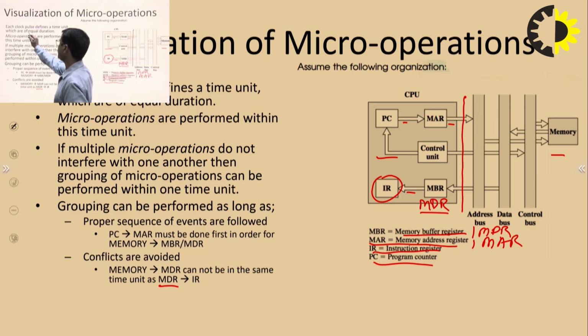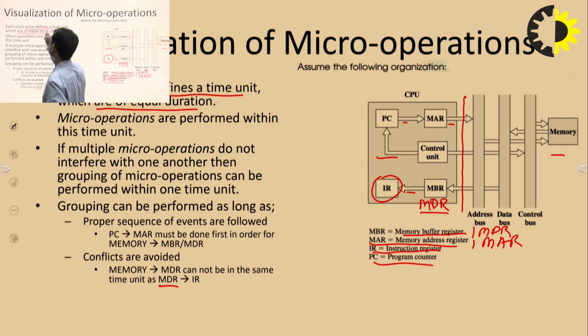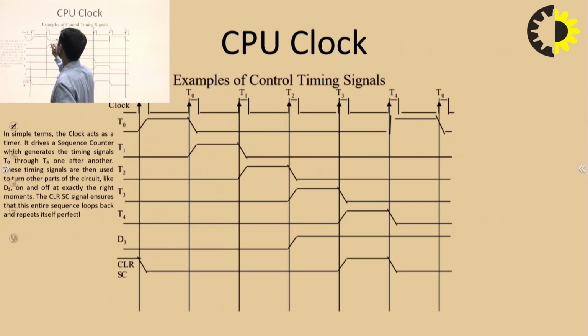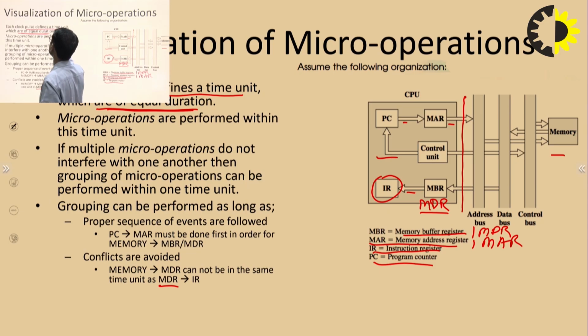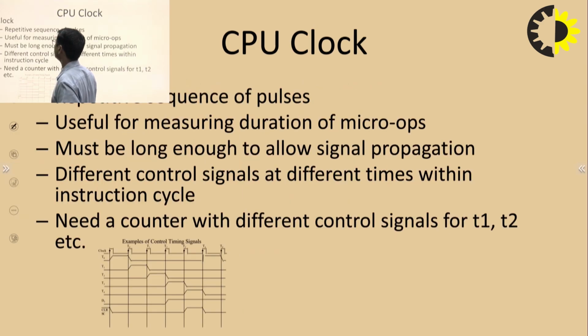So, what happens at each clock pulse? Each clock pulse defines a time unit which are equal in duration, that is shown here. We can see this is equal in duration, this is one clock pulse, then this is another clock pulse, and so on. Micro operations are performed within this time unit. Okay, so one micro operation is performed within this time unit. So, this is the control time.